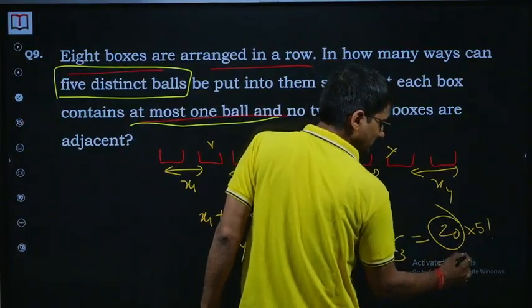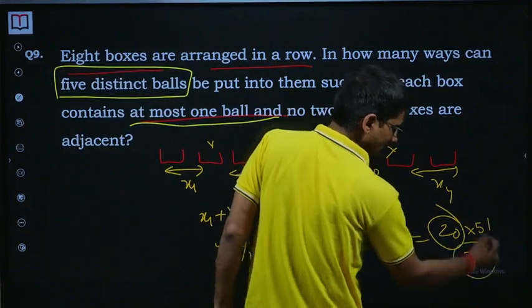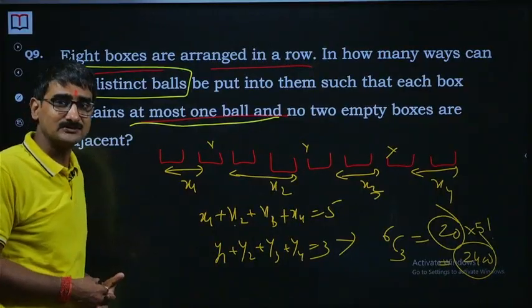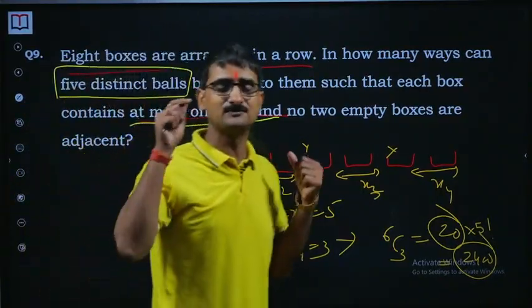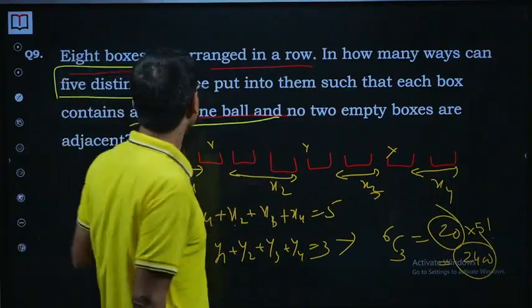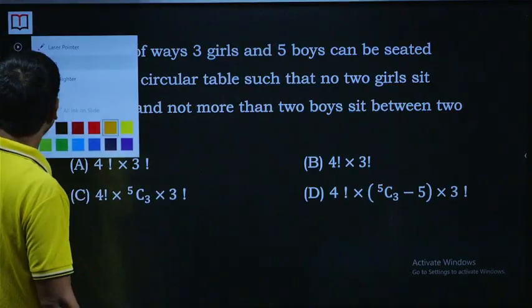So 120 into 20 is, I think, 2400. Right? Yeah, that's it. Now the other possibility is 4 boxes, but then 4 boxes empty means you need to put at least 2 balls in one box, which is not a possibility. So that should be the answer. So that's it. Now moving to the next question.